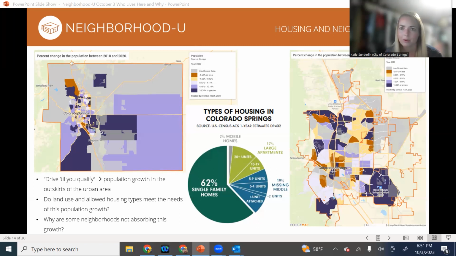That's kind of what we're trying to be focusing on there. And then the graphics on the left and the right are talking about our percent change in our population between 2010 and 2020. What we're really trying to figure out is how do we get more housing into some of our central areas so that we can absorb this population growth and keep people within our community, as opposed to having them drive into the outskirts of Colorado Springs and into El Paso County if they are working within the city.